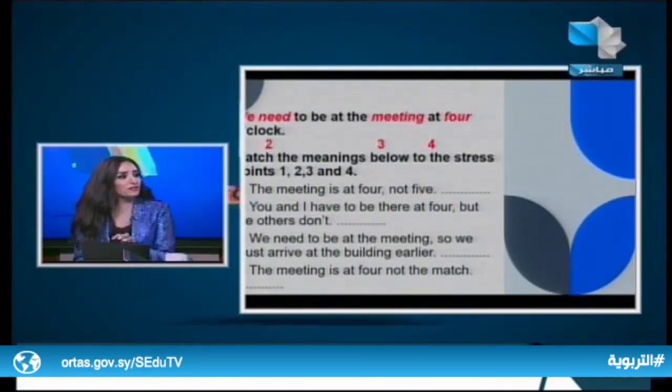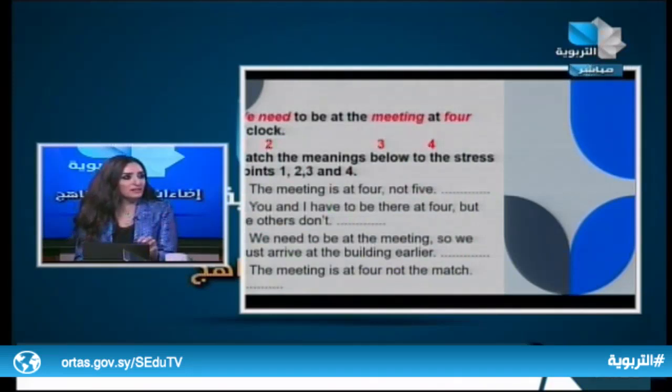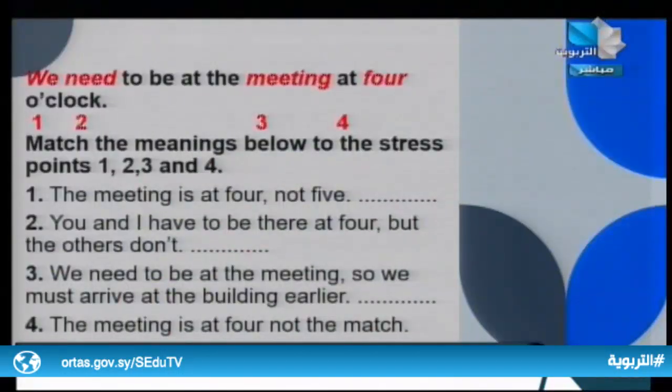I think there is an exercise which clarifies this. Hanan will read it. In the same example, we need to be at the meeting at 4 o'clock, read in four different ways, match the meaning below to the stress points 1, 2, 3, and 4. The meeting is at 4, not 5. How should it be read? The stress is on 4. So it should be read like this: we need to be at the meeting at 4 o'clock.